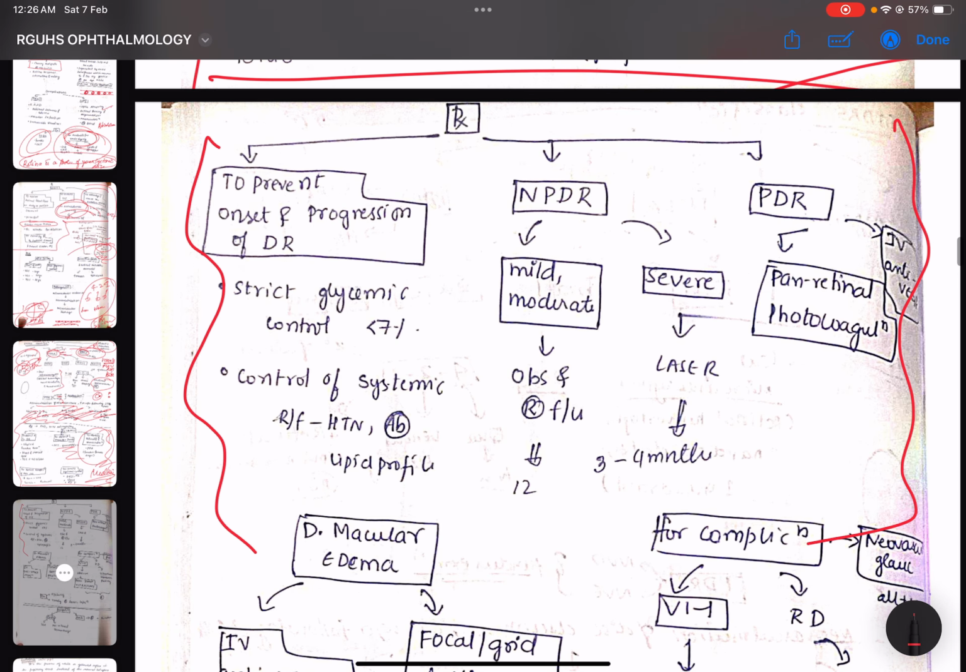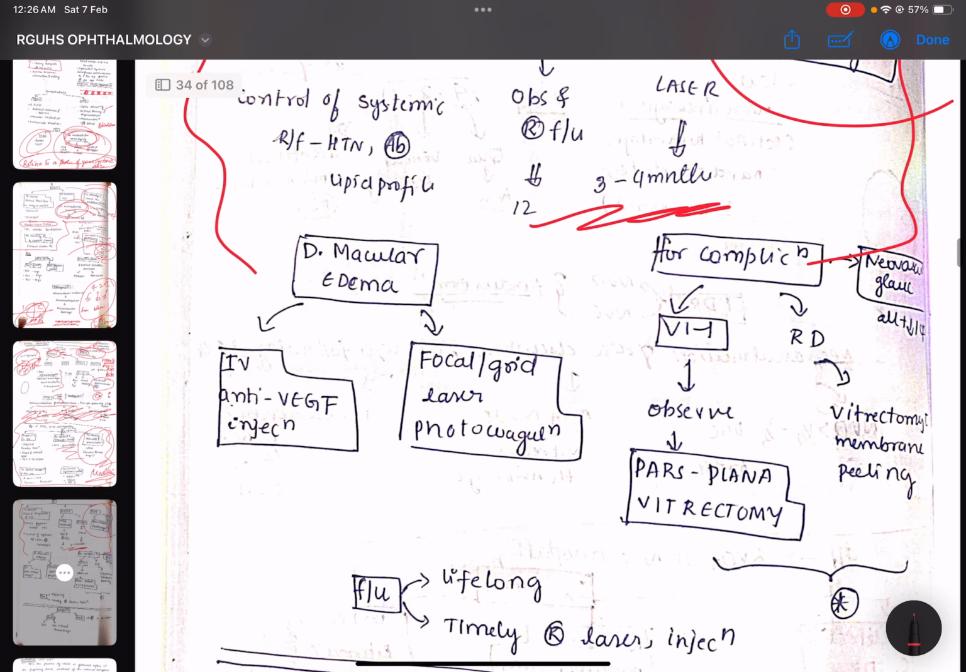As I told, in NPDR you do nothing. You just ask them to come for a follow-up. But in PDR, obviously you need to act aggressively. In the macular edema kind of complication, the major thing is the same thing which you follow, to prevent it.